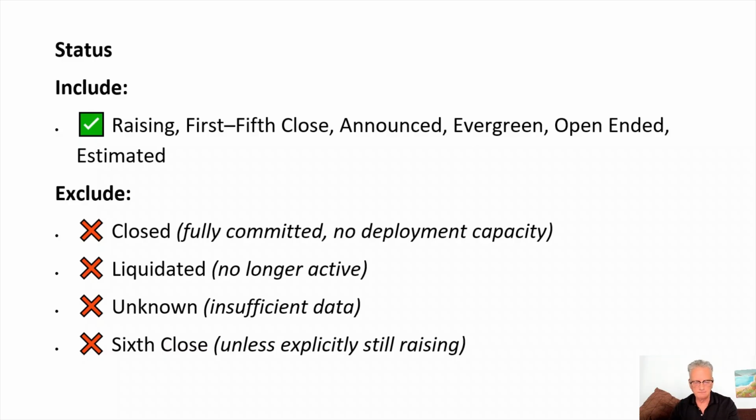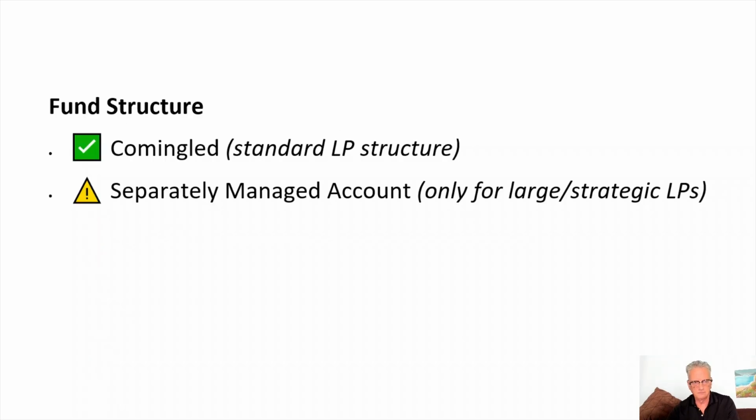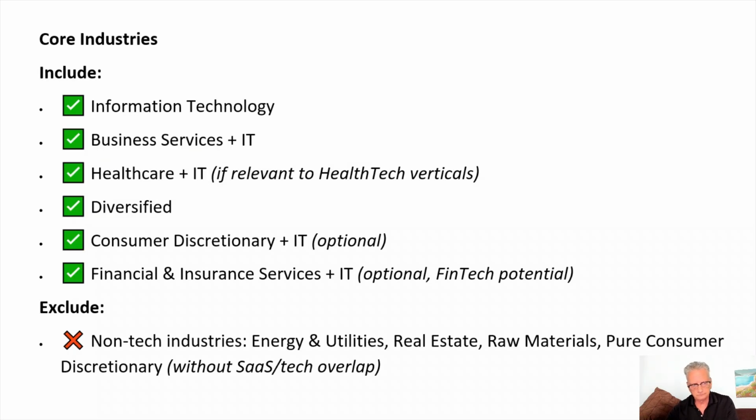So the status, well, there has to be the raising, first to fifth close, announced, evergreen, open-ended, or estimated. I've removed closed, liquidated, unknown, sixth close, so that's pretty easy filtering there. Fund structure: commingled, standard LP structure, separately managed account only for large strategic LPs.